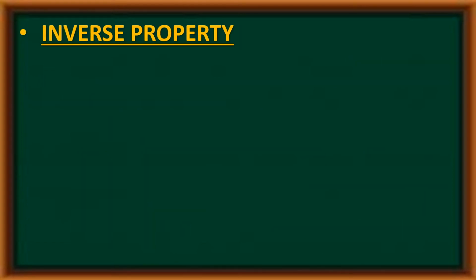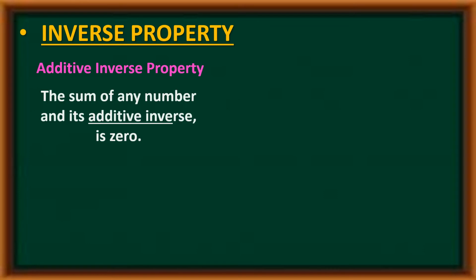Inverse property. So, katulad ng identity property, ang inverse property ay nahati sa dalawa. So, the first one is the additive inverse property. The sum of any number and its additive inverse is 0. So, from the word additive inverse, ang ibig sabihin dyan is its opposite. So, ano nga ba yung additive inverse?